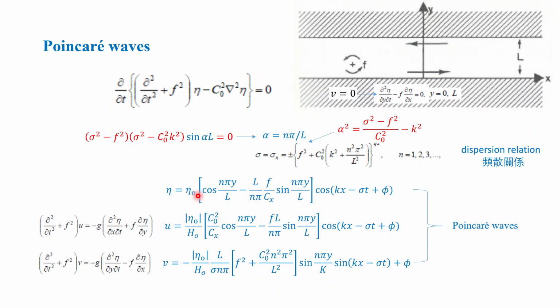So with eta defined this way, you can then solve for u and v. You can also get u and v as a similar kind of function, but with a different wave amplitude in y. Okay, y dependence. So this set of u, v, and eta is called the Poincare waves.